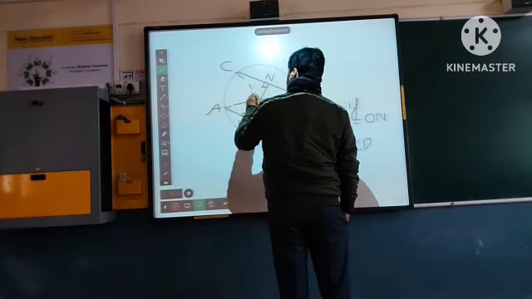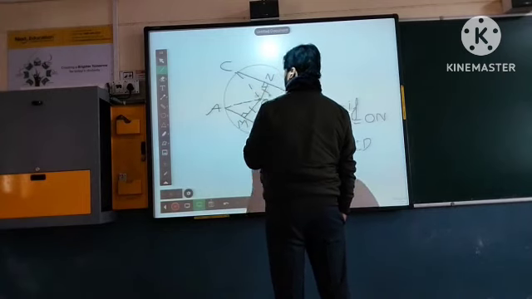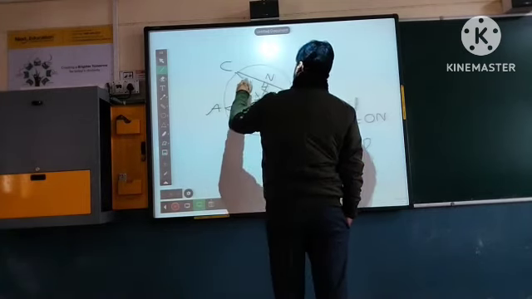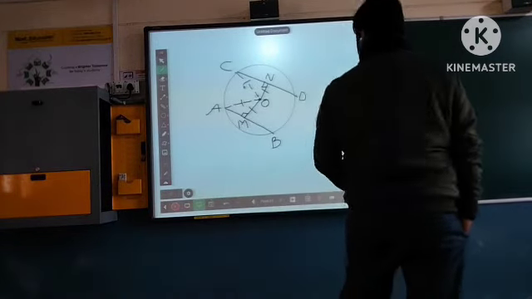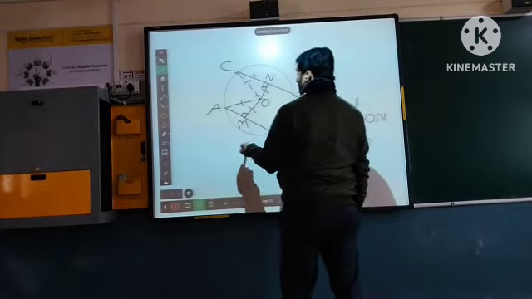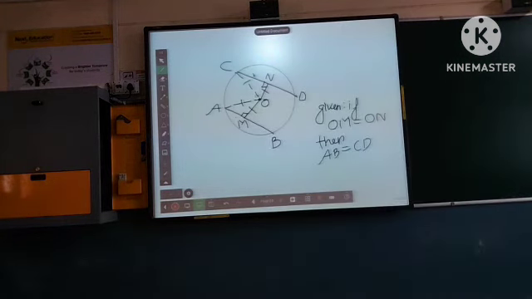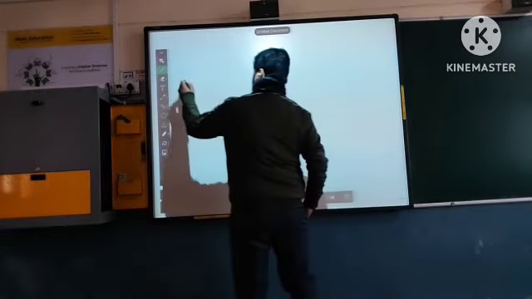Again, drawing the dotted lines connecting O and A and O and C. These angles are perpendicular, we have drawn. And since they are perpendicular, we can say easily that AM equals half of AB, using theorem number 15.2. And CN will be half of CD, using theorem 15.2. And then we have to prove that AB and CD are equal.